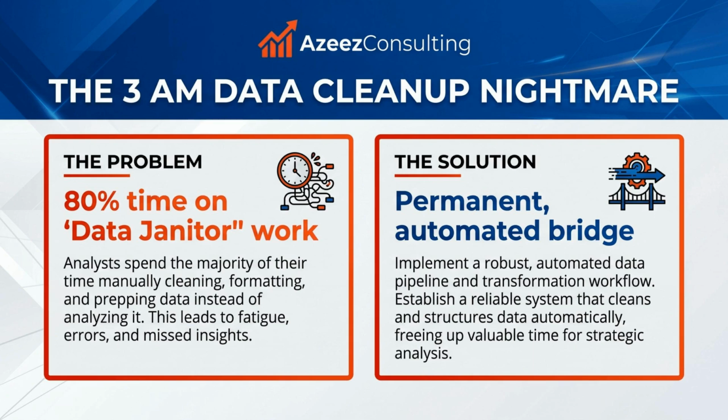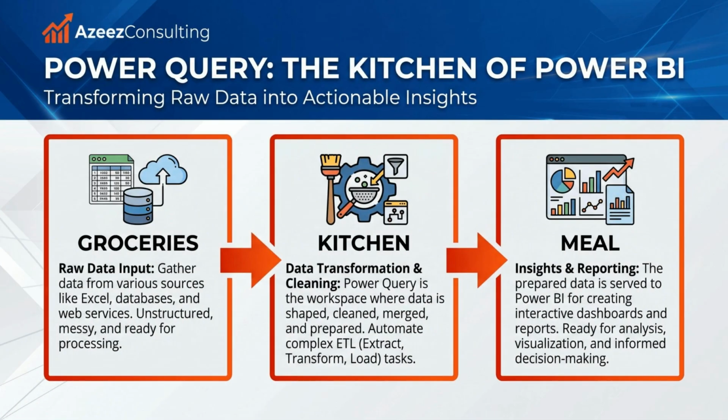The solution is implementing a permanent, automated data pipeline using Power Query to free up time for strategic analysis. Think of Power Query as the kitchen of Power BI. Raw data, or groceries, enters the Power Query kitchen for cleaning and transformation. The output is the meal, which consists of actionable insights and reports in Power BI.